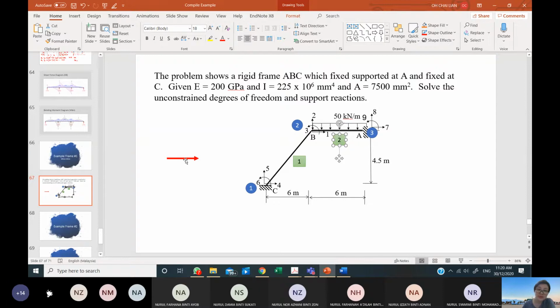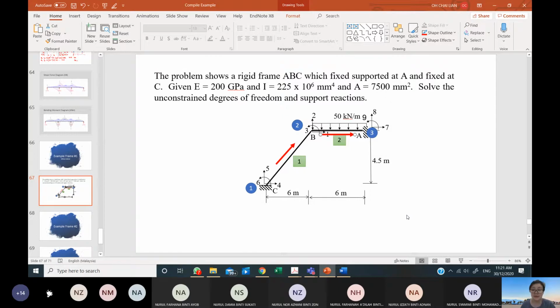So in this case, we are going to put the arrow for element 1. It must be aligned, the same alignment along element 1. And then another one is for my element number 2. So now you will know that for element number 1, node 1 is the near end, node 2 is the far end. And for element number 2, the near end is node 2, the far end is node 3. Okay?